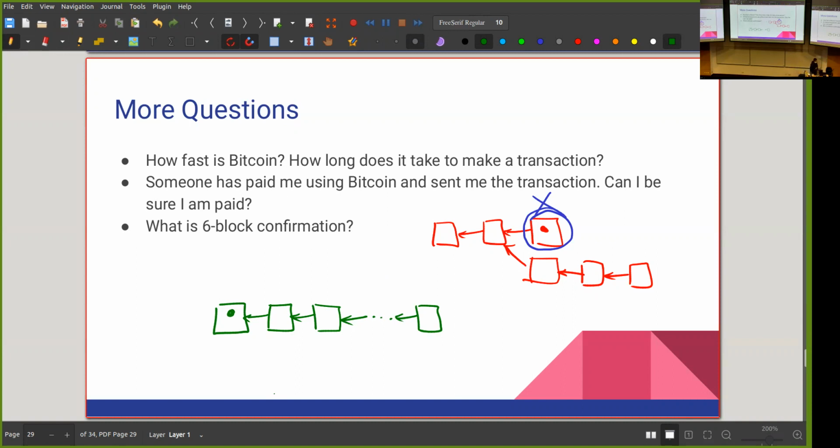But now the problem is, we go back to the first question, how fast is Bitcoin? If you don't want to risk it, and if you want to wait for these 6 confirmations, as I said before, every block takes almost 10 minutes to get created. So if you want to wait for 6 blocks, you have to wait for an hour. And this is an hour after your transaction was already added to the blockchain. So in practice, it's more like 70 minutes, 80 minutes, something like that.